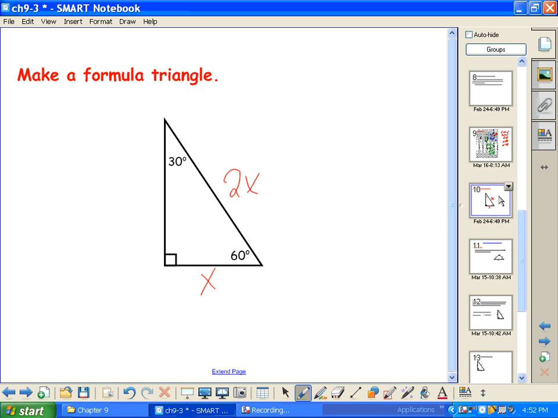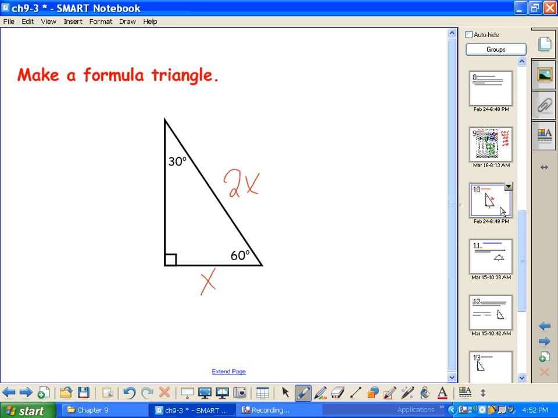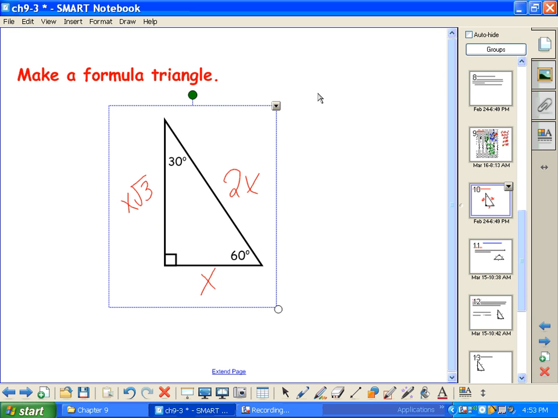Now, what about the relationship between the short leg and the longer leg? Notice that all of the answers should have had radical 3, and the number that sits in front of the radical 3 is the length of the short leg. So going back to our formula triangle, the length of the longer leg has to be x radical 3. Now we have a formula triangle for our 30-60-90 triangle. Go ahead and make your formula triangle on your formula sheet.